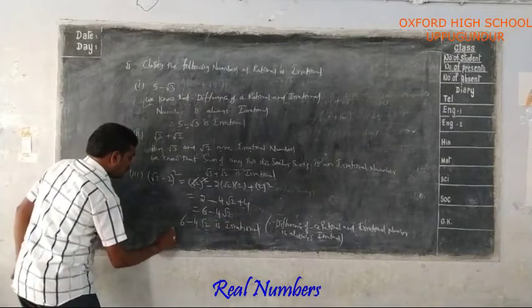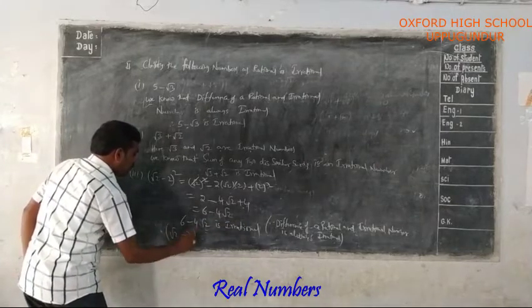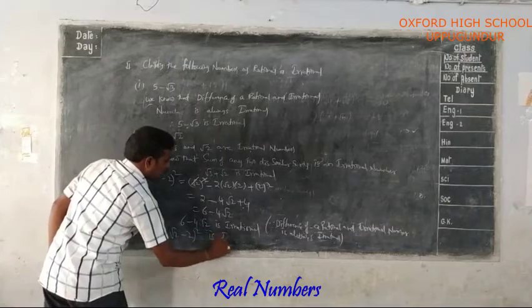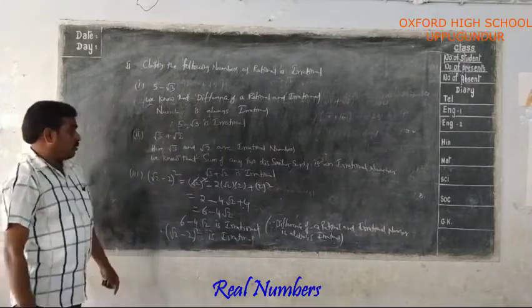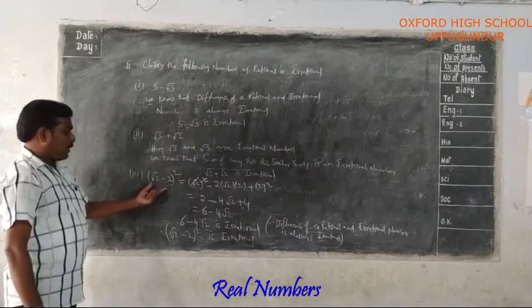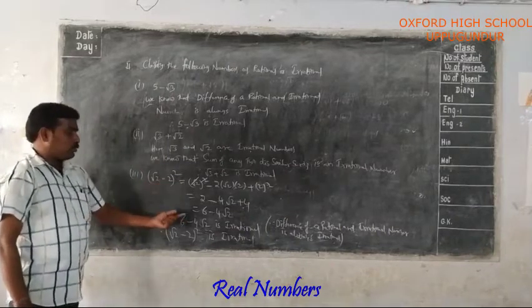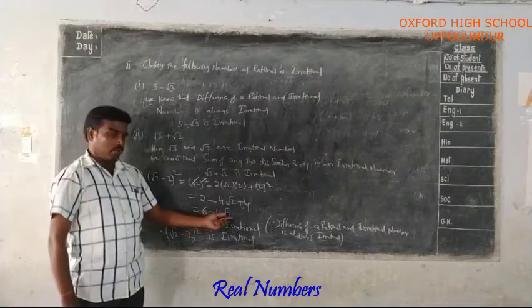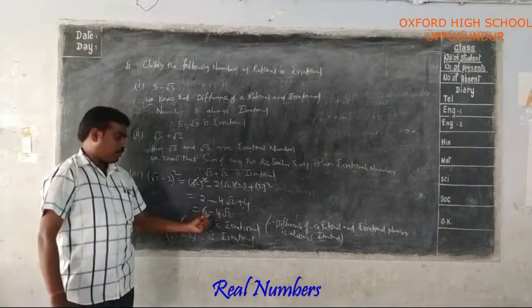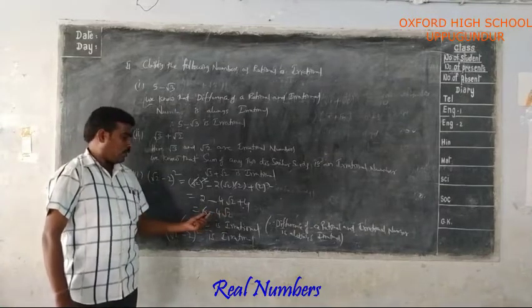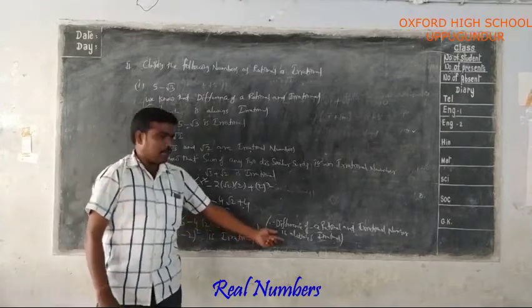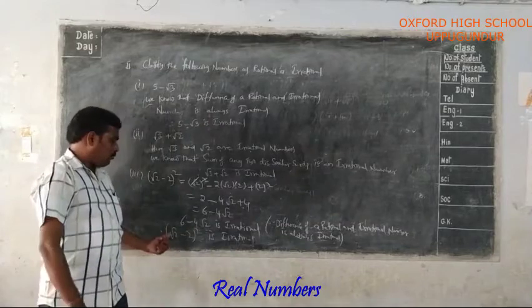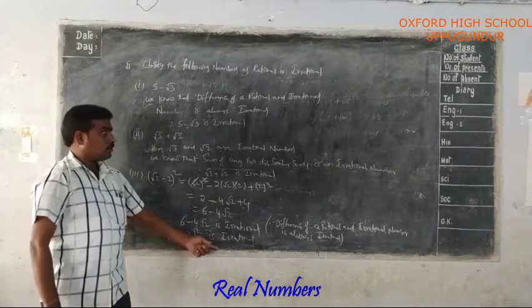Therefore, root 2 minus 2 whole square is irrational. So after expanding root 2 minus 2 whole square, we get it in the form of 6 minus 4 root 2. Here 6 is a rational number, 4 root 2 is an irrational number. So the difference of a rational and irrational number is always an irrational number. Therefore root 2 minus 2 whole square is irrational.